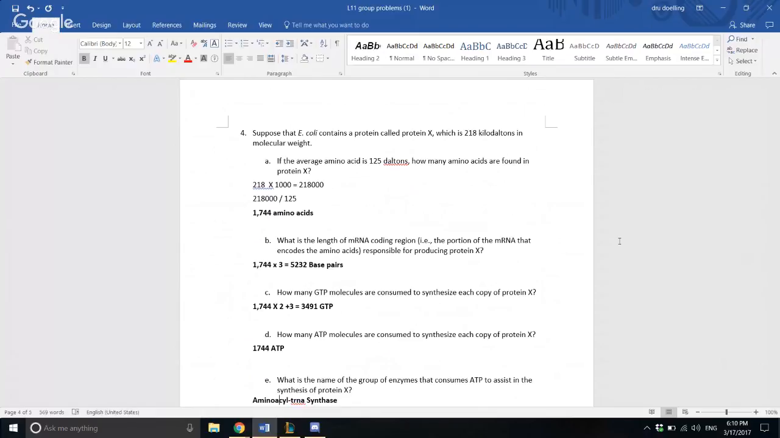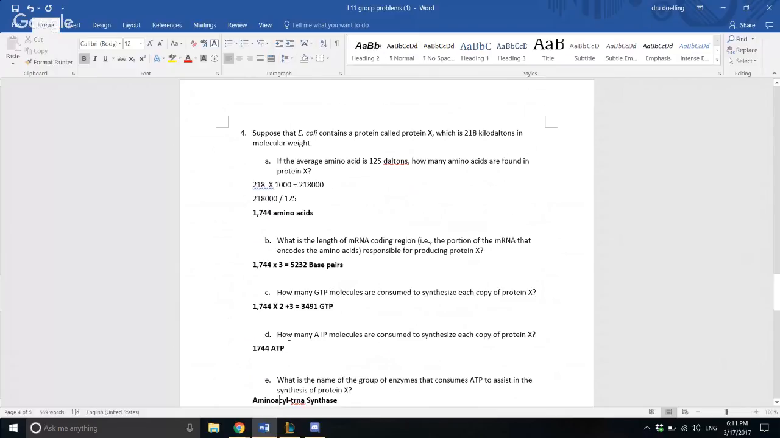All right, now this one's a little bit different. How many GTP molecules are consumed to synthesize each copy of protein X? It takes 2 for each of the amino acids, and then 3 other times during initiation, elongation and termination. So we take 1,744 times 2, and then add the 3 extra ones. So the total is going to be 3,491.